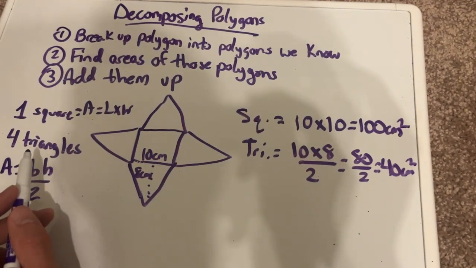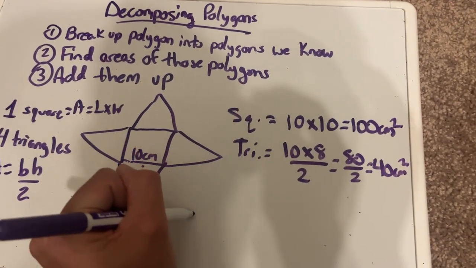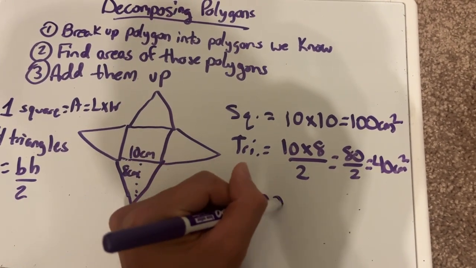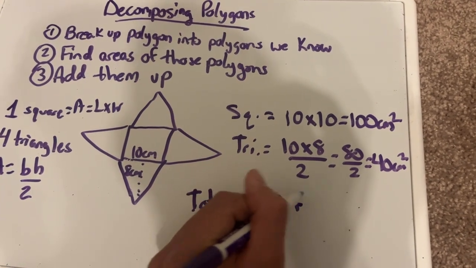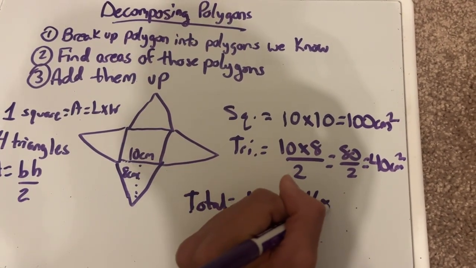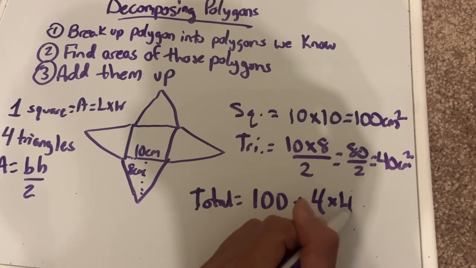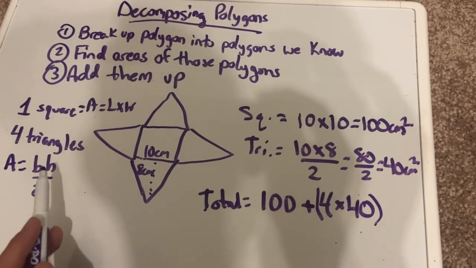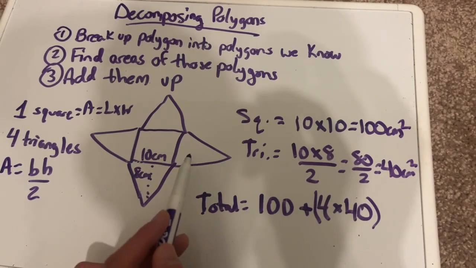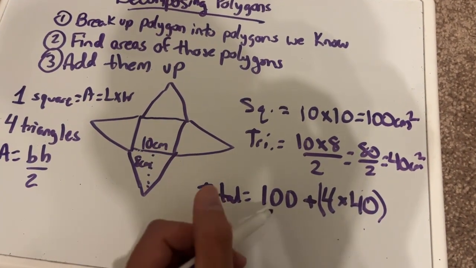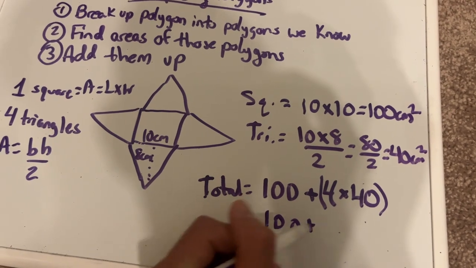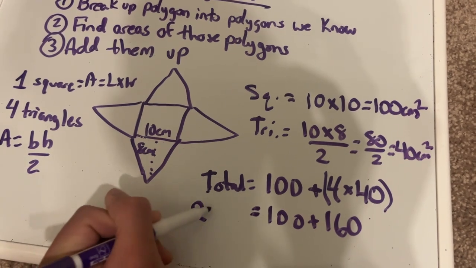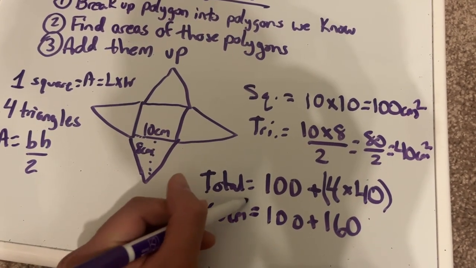Since there are 4 triangles, what I'm going to do is my total area is equal to 100, because that's the square, plus 4 times 40 centimeters. 4 times 40. Because there are 4 triangles, I'm going to take the area of the triangle and multiply it by 4 triangles. So that is 100 plus 4 times 40, which is 160. And that should give us 260 square centimeters.